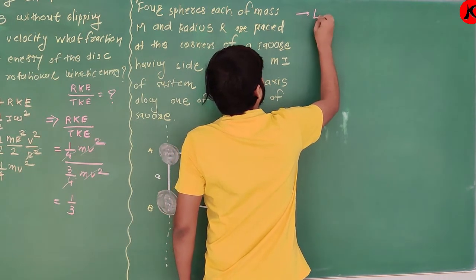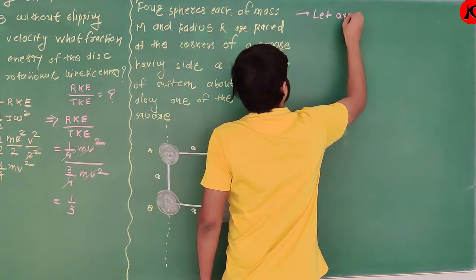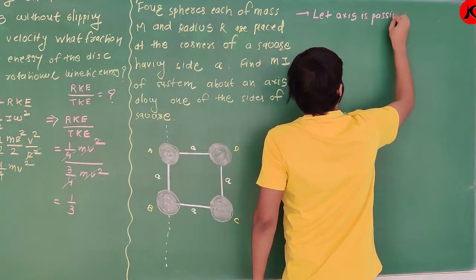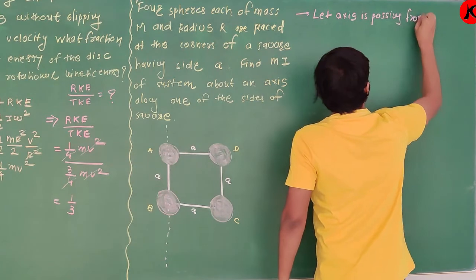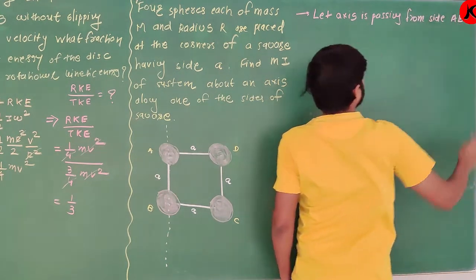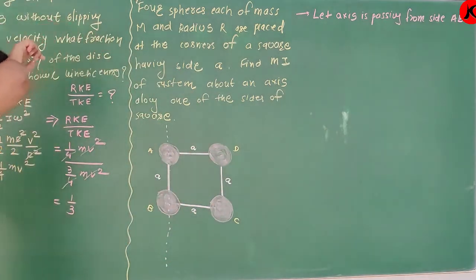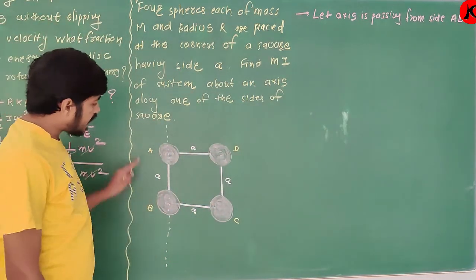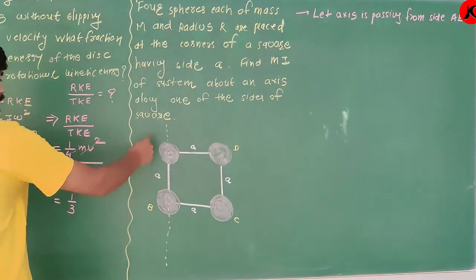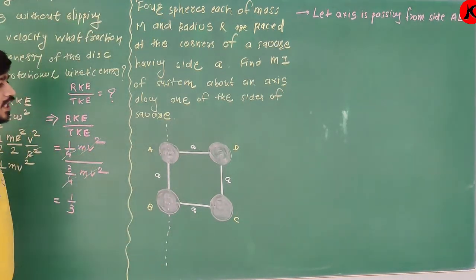Let the axis be passing through side A. Clear about it? Yes, the axis is passing through side AB. About this axis, now we have to find the moment of inertia.